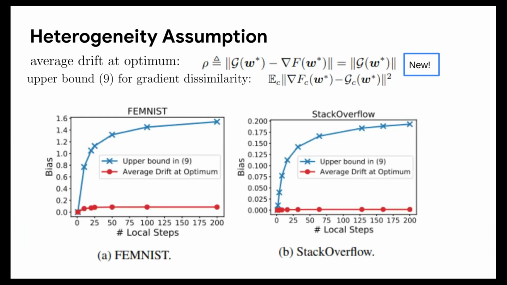By doing some evaluation on a few benchmark data sets, here I show EMNIST and CIFAR. We can see that the new heterogeneity assumption is relatively small compared to the gradient dissimilarity we used before. Another observation is that this average drift at optimum measurement rho is consistently small during the training process, and it's irrelevant to the number of local steps. Even if you have a lot of local steps, the average drift at optimum is not that large.